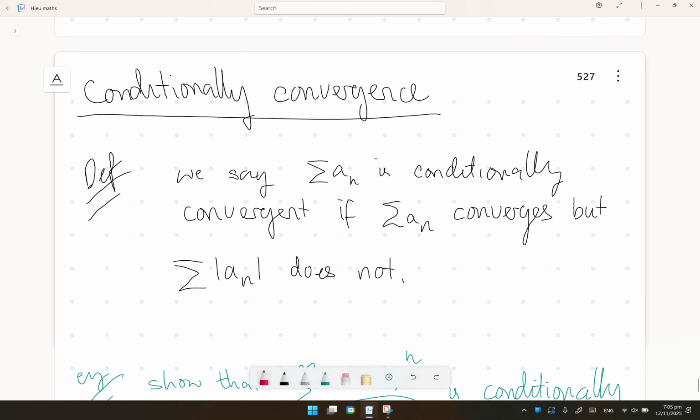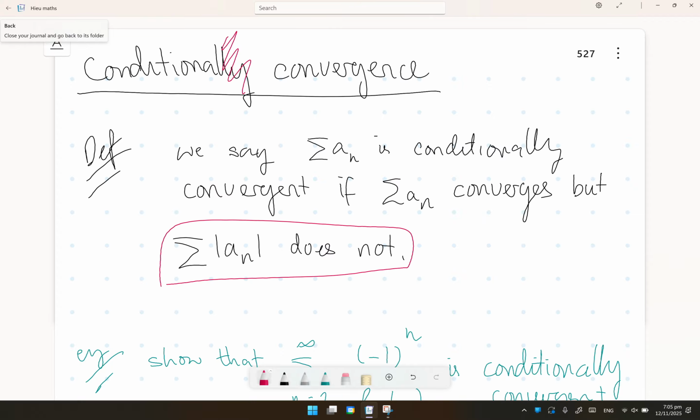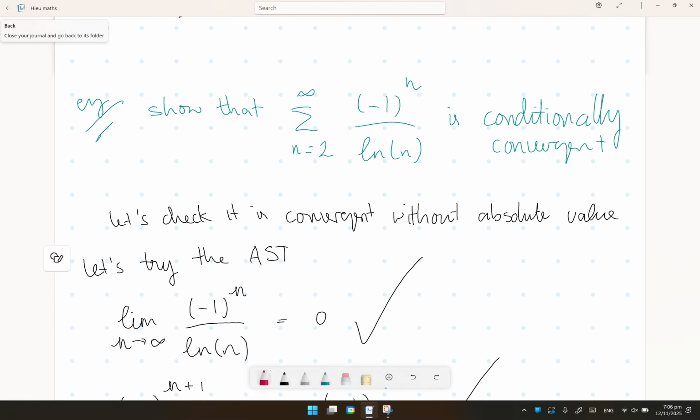Okay, let's keep going. So now we have a situation which we define as conditional convergence. Conditional convergence is when the series itself is converging, right? The series itself is converging, but the absolute series does not converge. So let's do a question here where we show that this series right here is conditionally convergent.